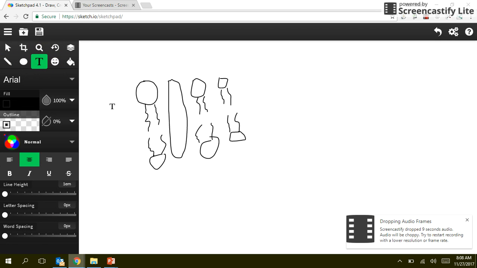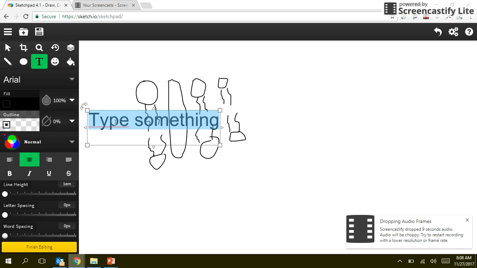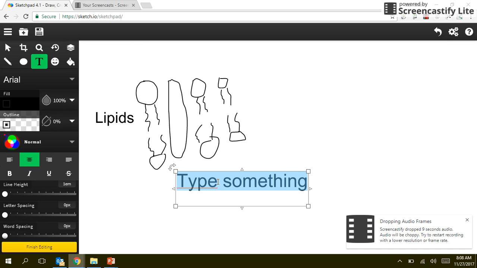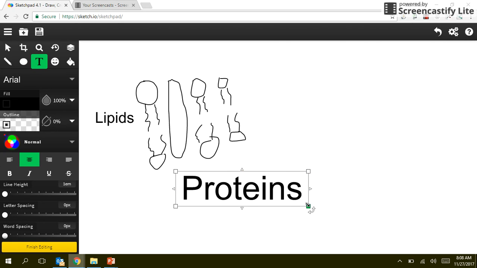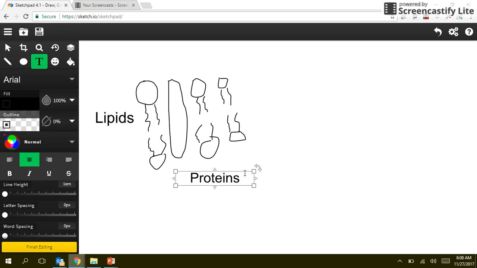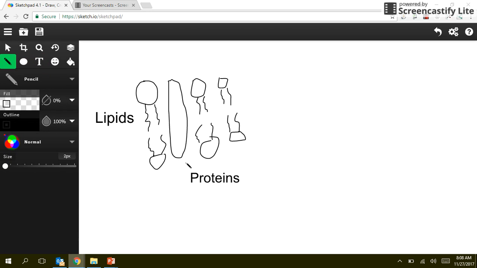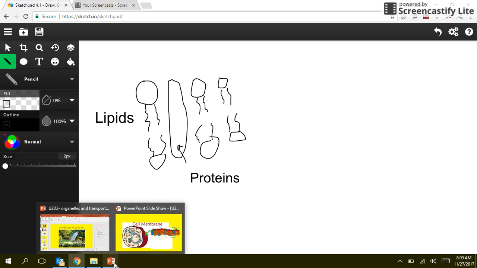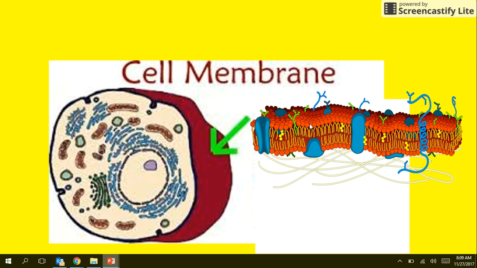All right, so these heads and squiggly tails are actually called lipids. I want you to label that on your notes. And these circular pieces right here are actually called proteins. I want you to label that on your notes as well. So these are proteins and these are lipids. And my picture should look something similar to here.